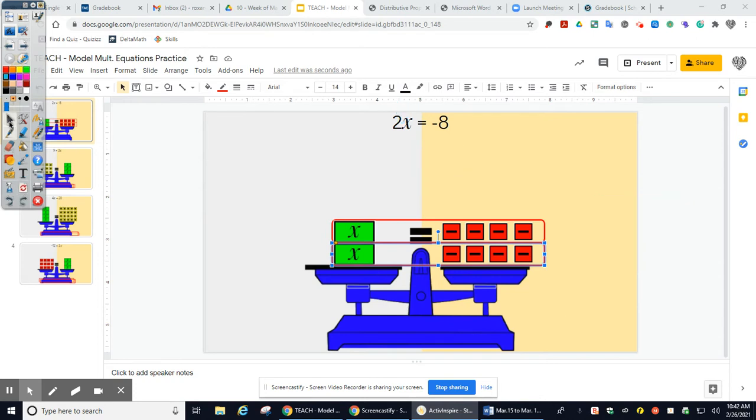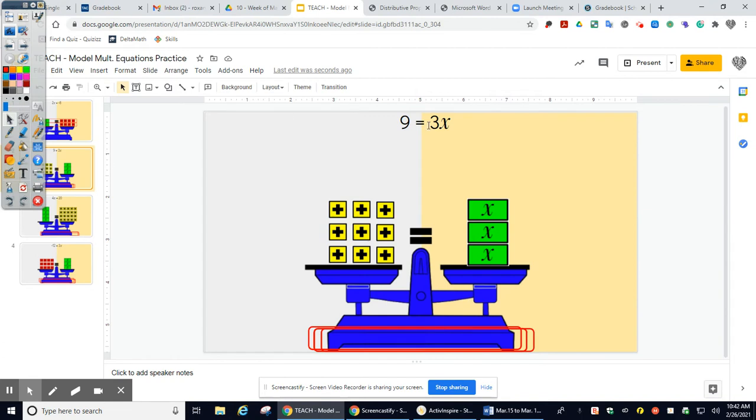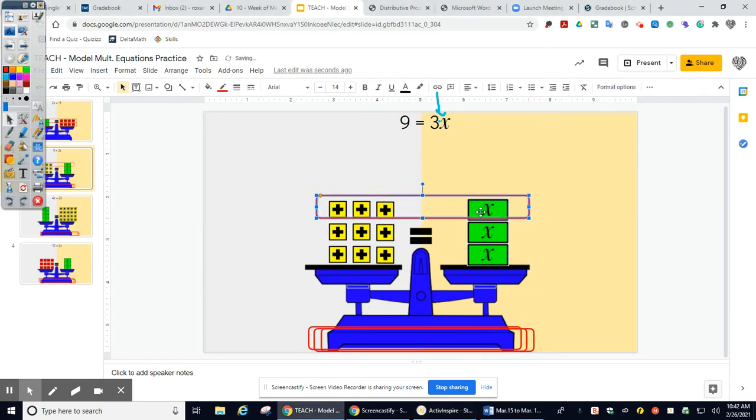All right, let's try that again. Here we have 9 positives modeled on this side, and then 3x, which is really stated 3 times x, because there's nothing between the number and the variable. Remember, this is a letter x, not a multiplication symbol. So the opposite of multiplying by 3 would be dividing by 3. So we want to take this picture and split it up into 3 equal groups.